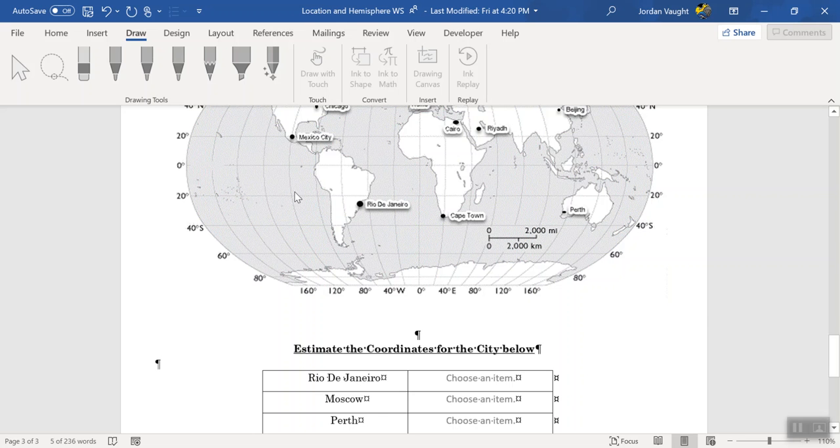So we look, we see it's close to this line. We see it's about 20 degrees. Now we need to know directions. We see it's close south, so 20 degrees south. We don't know exactly what it is, but we know it's close to 20 degrees south.